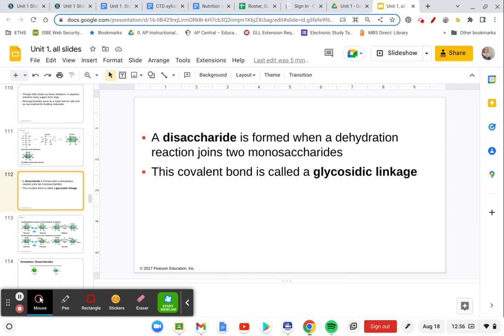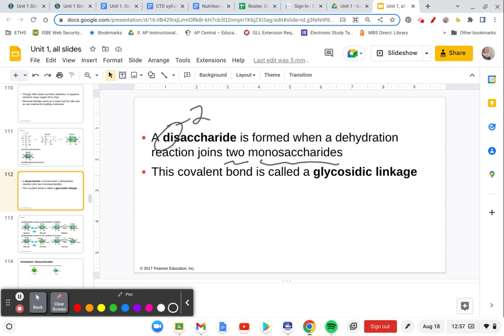Okay, so monosaccharides, one sugar unit. We also have something called a disaccharide. If you think about it, what does di usually refer to? It's going to be 2. So if we have a disaccharide, we have 2 monosaccharides joined together.